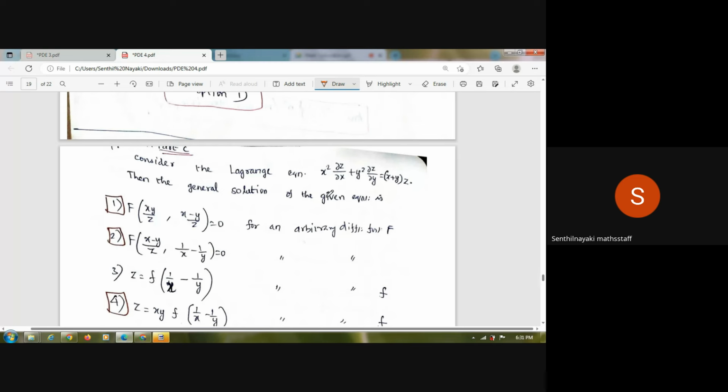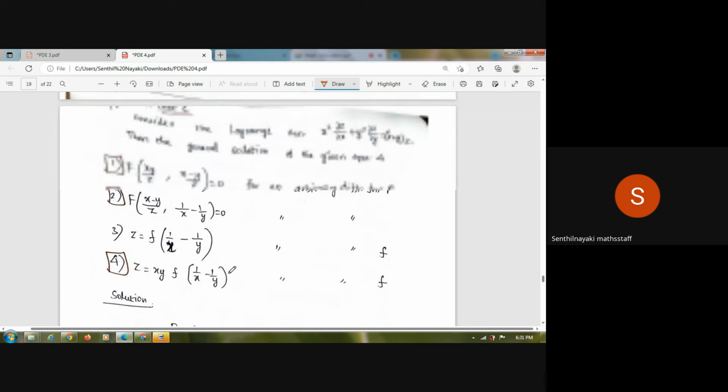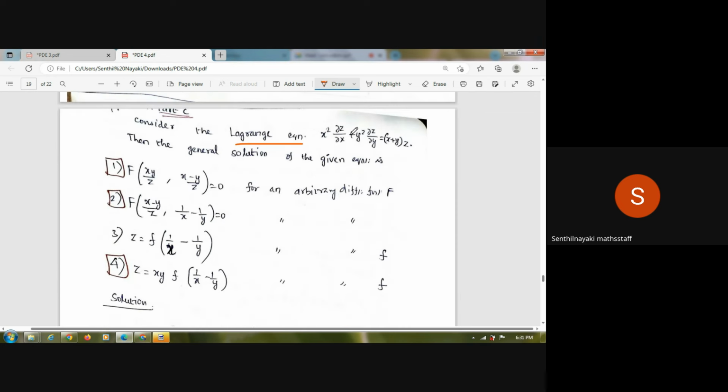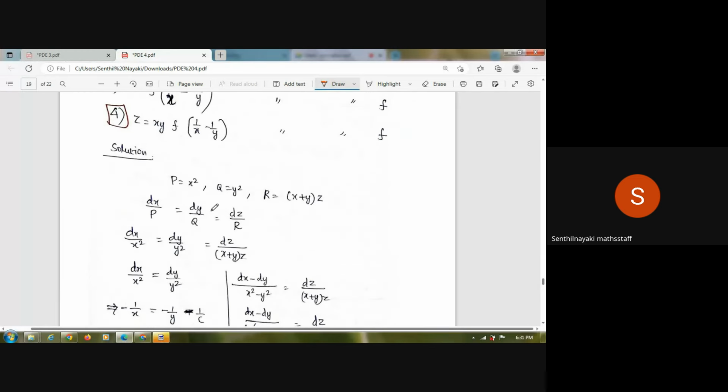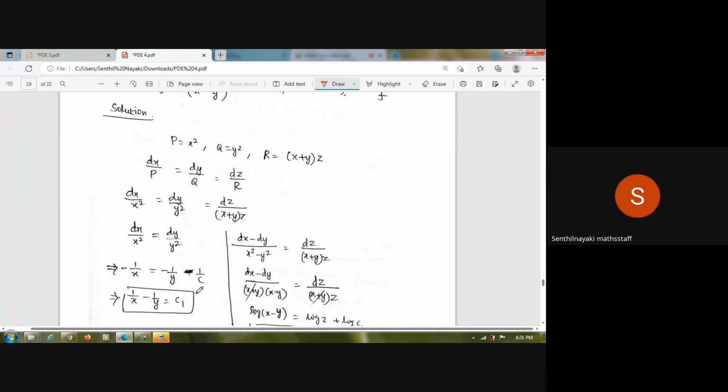Next we are going to discuss Lagrange's equation. In the question itself they have mentioned Lagrange, therefore we can find the solution with the help of the auxiliary equation. So here capital P is x square, capital Q is y square, and R is x plus y into z. We have to find the solution. So here we are going to take the first two ratios. After integrating we have minus 1 by x equals minus 1 by y minus 1 by c, where c is an integrating constant.